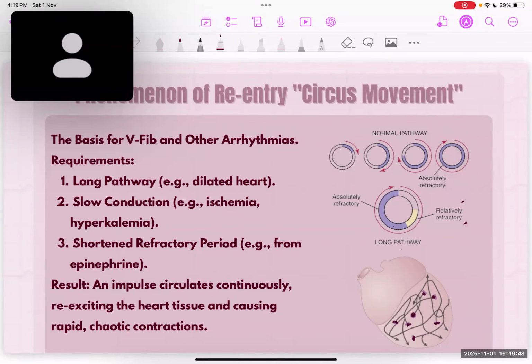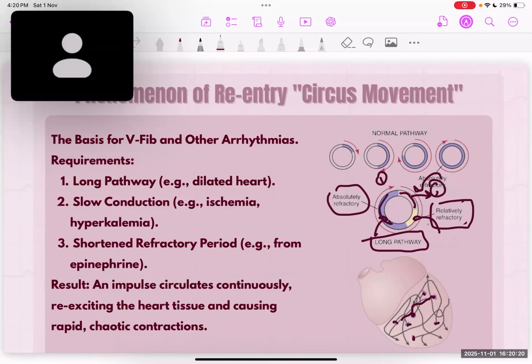But here in the long pathway, there's an absolute refractory period, a relative refractory period, and we also have this normal area that is repolarized and waiting to get depolarized. When one of these impulses comes and hits it and it's strong enough, it's going to cause an action potential and the heart will contract. Then one comes and hits here, it's going to contract. And if this one comes and hits, it won't, because it's the absolute refractory. But at one time, three things are happening.